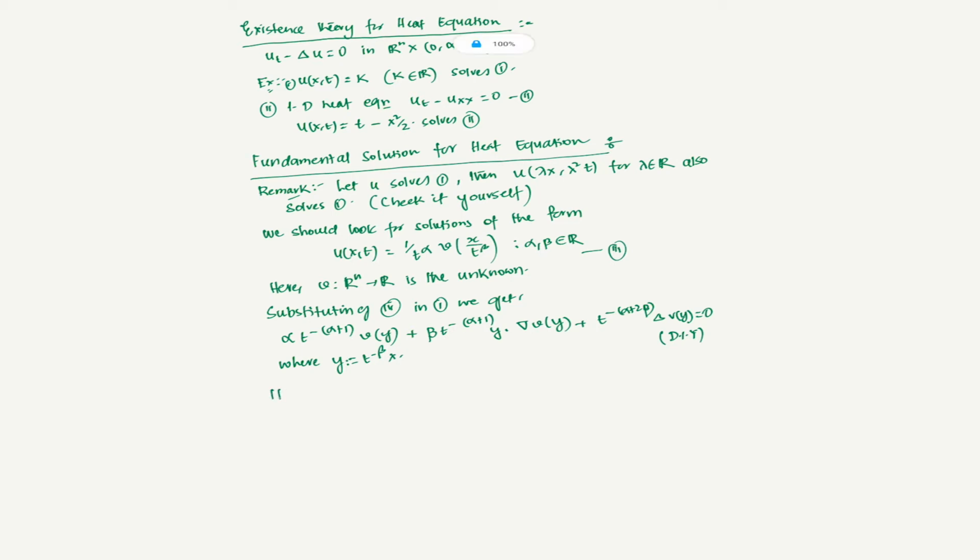If 2 beta is 1, then alpha, beta are on our hands. So this will become minus alpha plus 1, this is minus alpha plus 1, this is minus alpha plus 1. I can just throw it out. If I throw it out, the equation transforms into alpha times v of y, plus half y dot gradient of v of y, plus Laplacian of v equals 0. This is what we are getting.